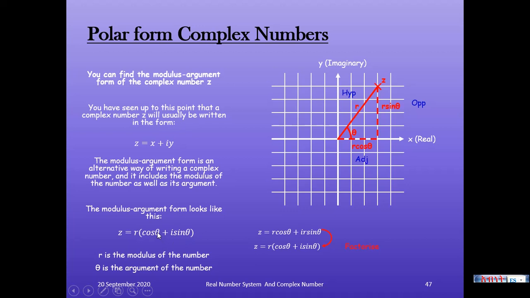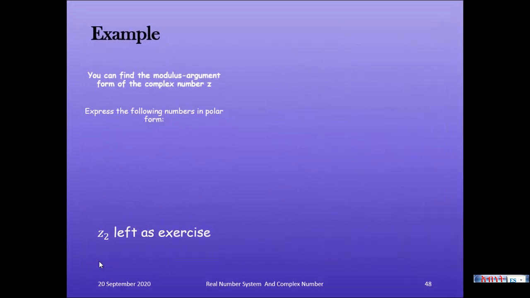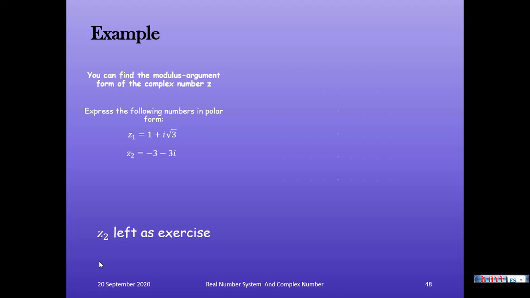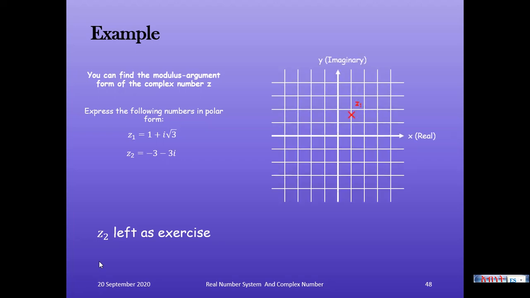What is theta? It's the argument of z. What is r? The modulus of z. So r is the modulus of the number, theta is the argument of the number. If you can find r and theta, it is simple to change a given rectangular form to polar form. It is a matter of finding the modulus and the argument of the given complex number. For example, let us see this example. If you are given z1 is equal to 1 plus i root 3, and we want to change this rectangular form to polar form, let us see the solution for z1, and I leave the exercise for z2.